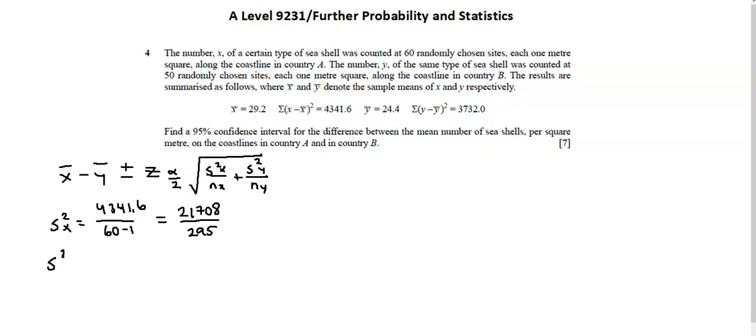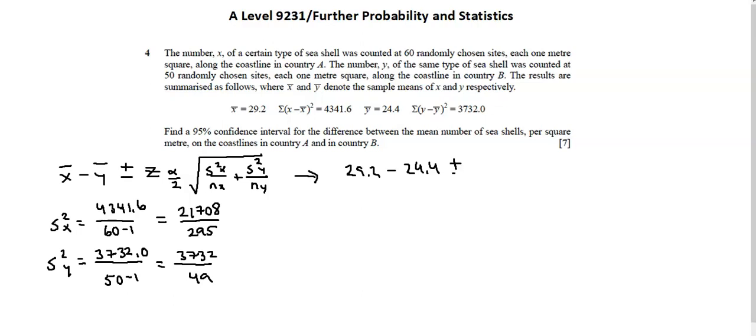For y, the variance is going to be the sum in the numerator, 3732.0. Y's count is 50. 50 minus 1, and that gives us 3,732 over 49. Now our inputs, x bar is given as 29.2. Y bar is given, these are our means by the way, the mean of y, y bar, 24.4. Plus or minus.